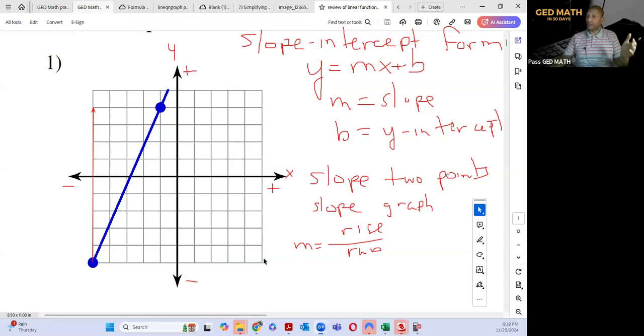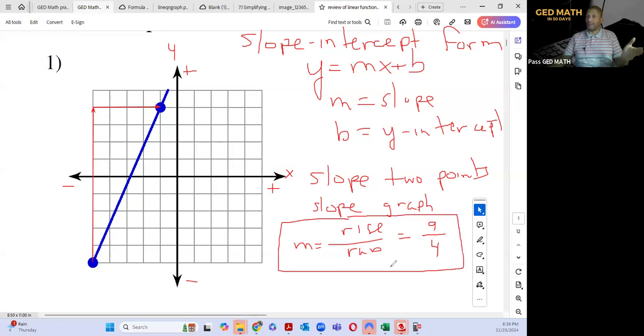So my rise for this problem is 9. My run, now I need to go to the right to get to my point. 1, 2, 3, 4. So my run is 4. So the slope of this line has to take into account the rise and the run of a line. So the slope of this line is 9 over 4.